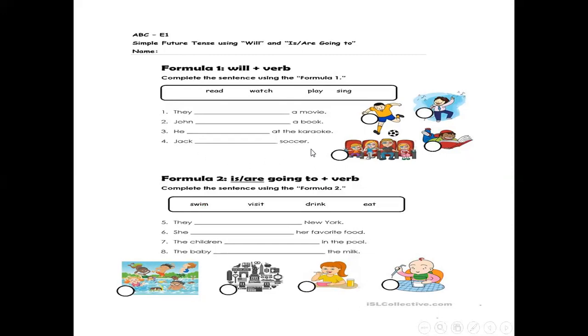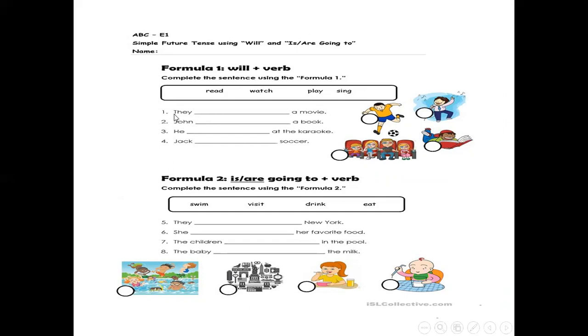So we come to our exercise here. Try to look at this. In the first exercise, you can use will plus infinitive. And in the second one, you will use the subject, am, is or are, plus going to plus infinitive. We will complete the sentences by using these words: read, watch, play, sing. Which part of speech are these words? They are verbs. Very good.